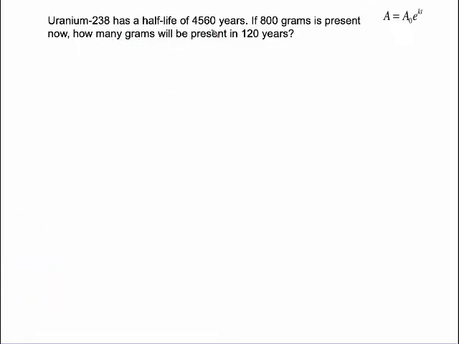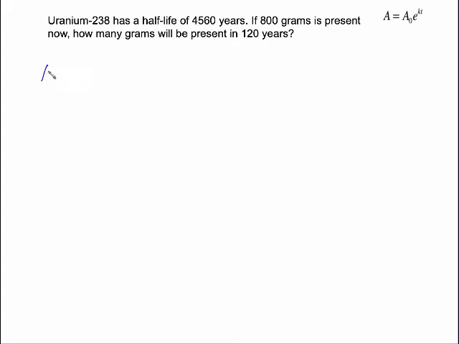Uranium-238 has a half-life of 4,560 years. If 800 grams is present now, how many grams will be present in 120 years? We are looking for the number of grams that are left. We are not looking for the t. We are looking for how much is left after 120 years. This is a more involved problem. This requires us actually to do two separate problems.